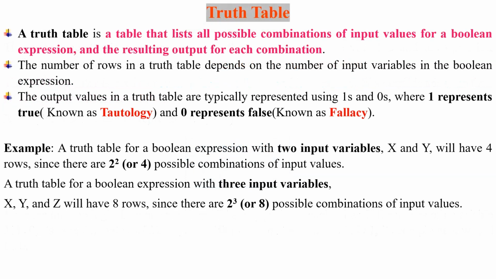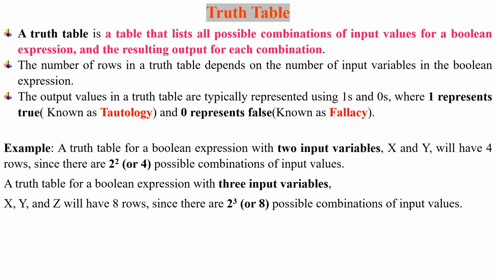A truth table is a table that lists all possible combinations of input values for a Boolean expression, and the resulting output for each combination. The number of rows in a truth table depends on the number of input variables in the Boolean expression. The output values in a truth table are typically represented using ones and zeros, where 1 represents true, known as tautology, and 0 represents false, known as fallacy.